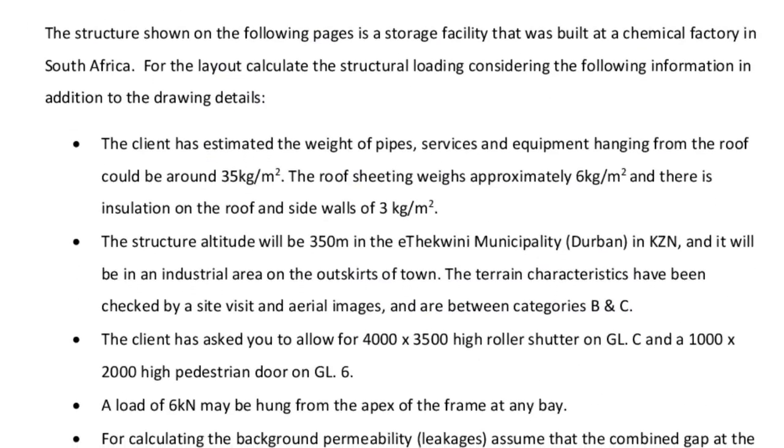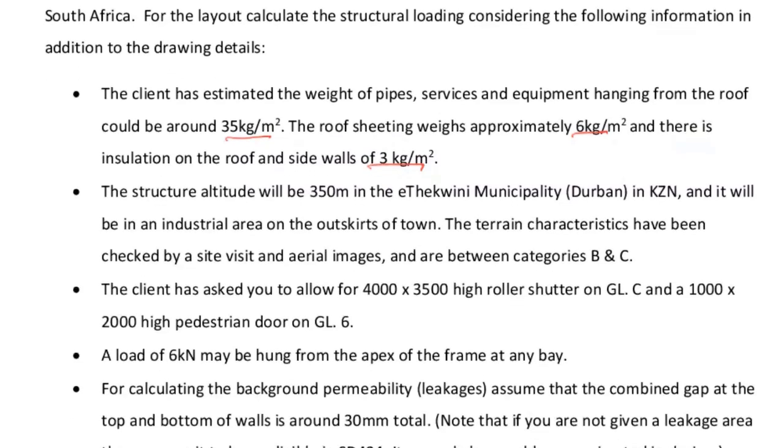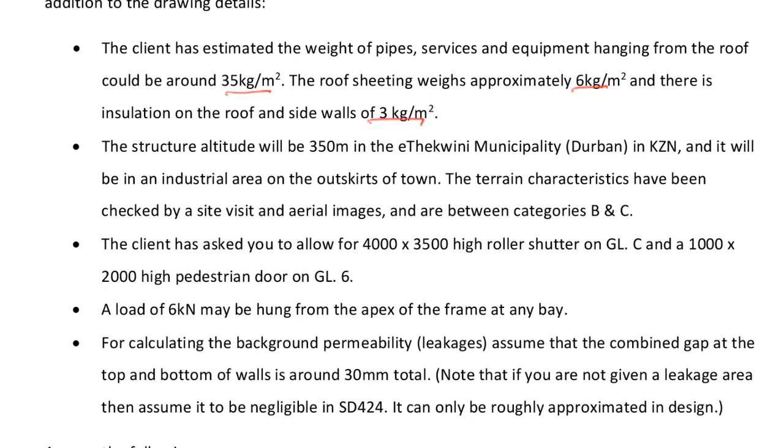Firstly, the client has provided weights of pipe, services, and equipment at about 35 kilograms a square meter. We've got roof sheeting and insulation on the walls. Then the structure altitude is about 350 meters above mean sea level in eThekwini in Durban, and it's on an industrial area on the outskirts of town. And then terrain category is between B and C. We've got a roller shutter door and a pedestrian door, which will influence our internal pressures.